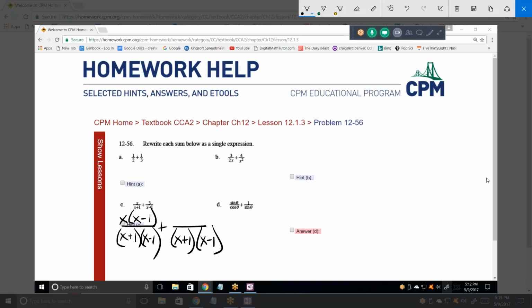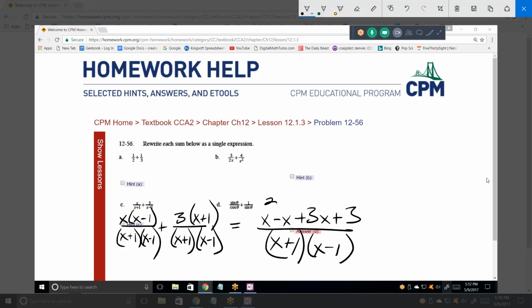And how about the right side? 3 times x plus 1. Okay. So the answer? X squared minus x plus 3x plus 3. All over x plus 1 times x minus 1. I know you can simplify that to plus 2x. And it does not factor any further.